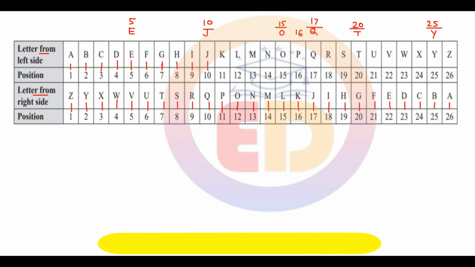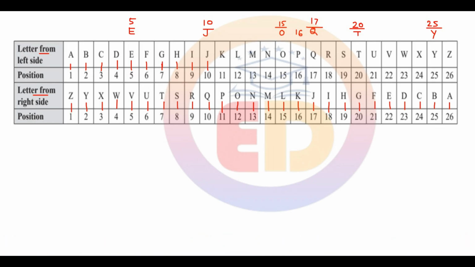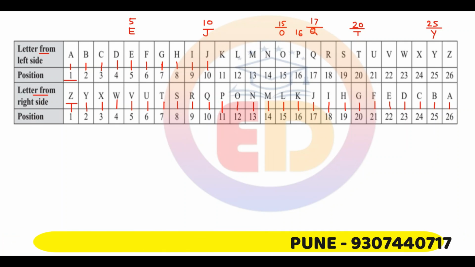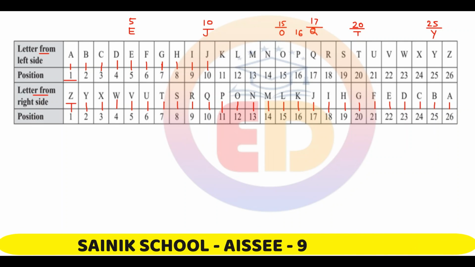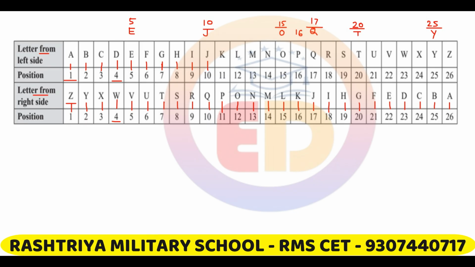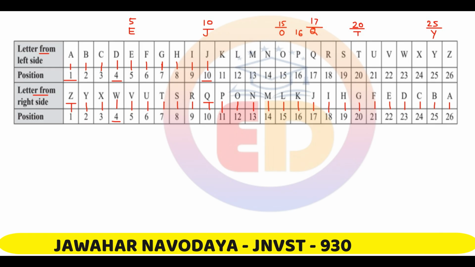And you also have to remember the relative comparison. For example, from the left side A is number 1, from the right side Z is number 1. From the left side D is number 4, from the right side W is number 4. So you have to remember the relative comparison also. From the left side J is number 10, from the right side Q is number 10. So this is a relative comparison which you should actually be focusing upon.